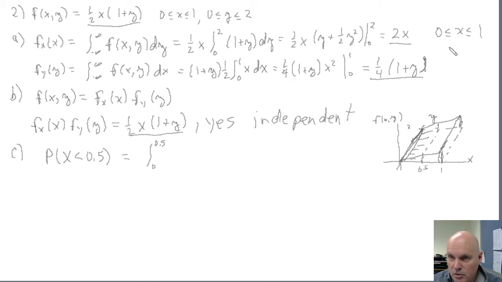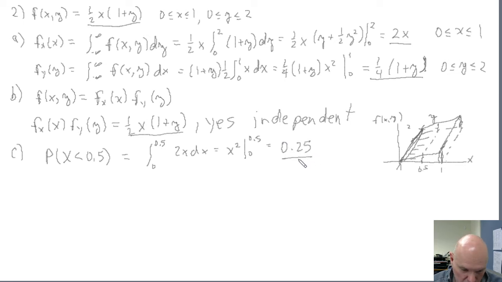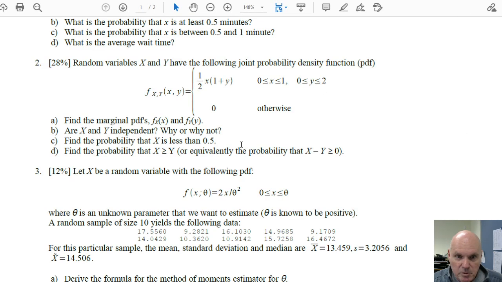This is only non-zero for x between 0 and 1, and similarly the y marginal is only non-zero for y between 0 and 2. Okay, and let's see, 2x dx. So this is going to be x squared evaluated at 0 and 0.5. So I'm going to get 0.5 squared, or 0.25 for this particular probability. Let me clear the screen now so we can look at the last part of this problem.